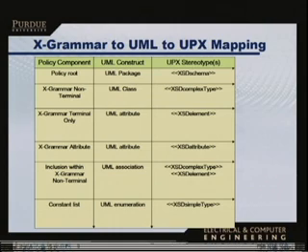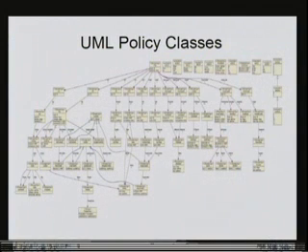Roughly speaking, a non-terminal in the grammar maps to a class in the UML. A terminal maps to an attribute, and so on. But there are some complexities for which you will have to read my thesis, unfortunately. But I'll just leave that here right now, and I'll give you a more visual view of the UML meta model on the next slide, which is right here.